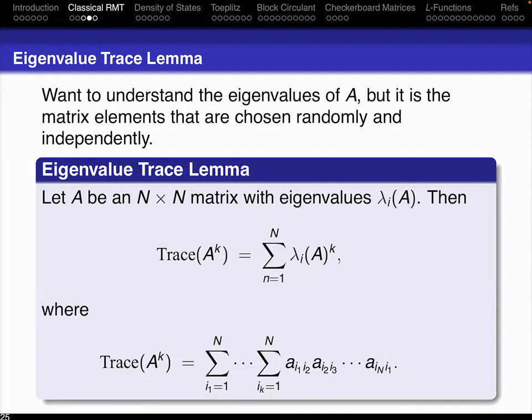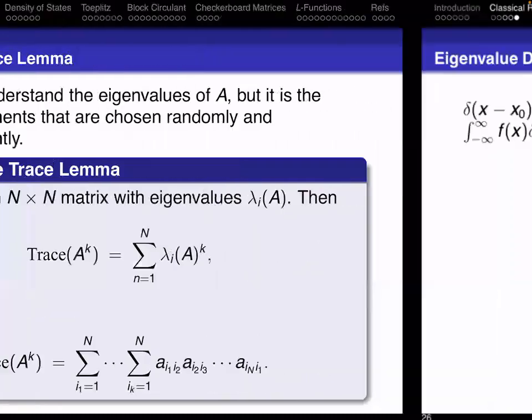Why is this so useful? Well, we want to understand the eigenvalues. That's where the physics is, but it's the matrix elements that we choose. And this allows us to pass from what we can choose to what we want.